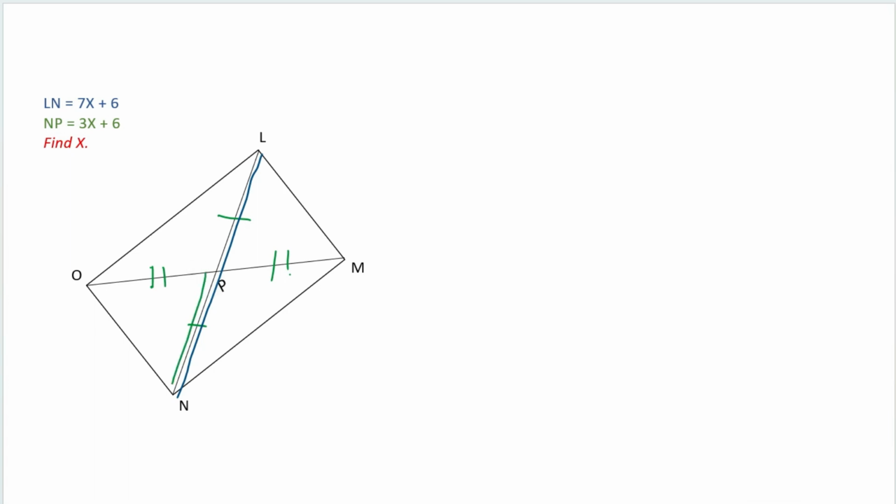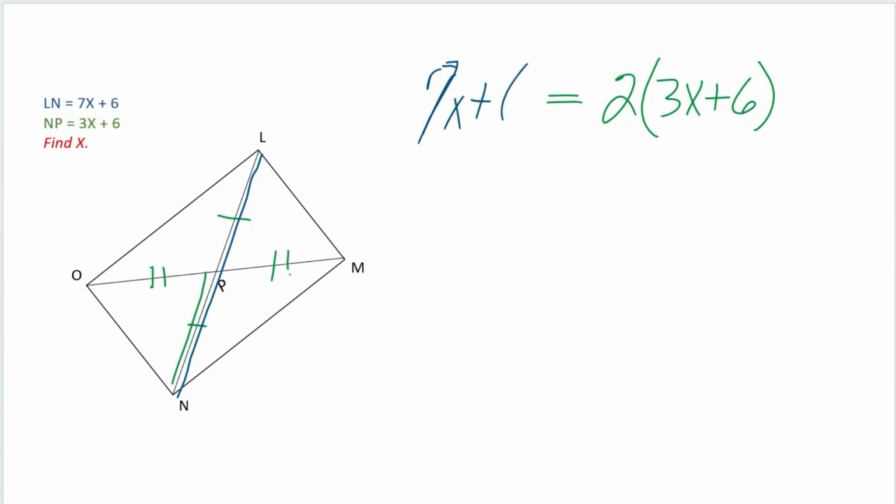How do we find the value of x? So NP is the same as LP, so we can multiply that twice. So we're going to say 2 times the 3x plus 6 is equivalent to the whole line, which is in blue, which would be 7x plus 6. Then we just do algebra.